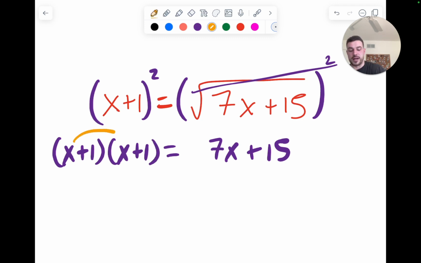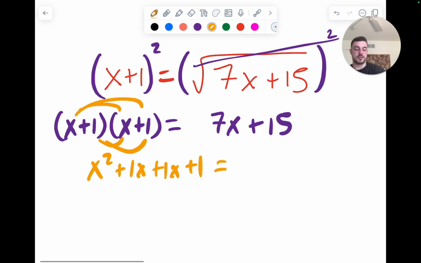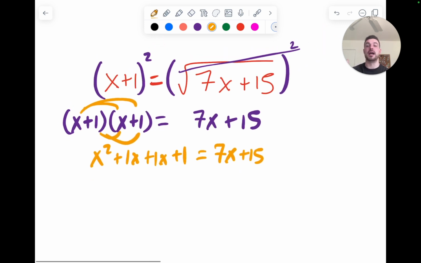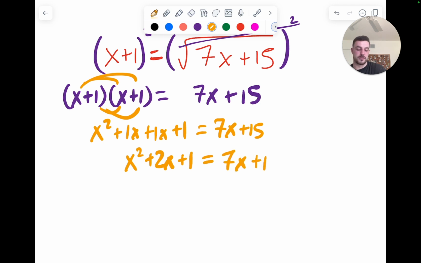So if I do that, I have x and x, which is x squared. x and 1 is a 1x. 1 and x is 1x. And 1 and 1 is 1. So I have x squared plus 1x plus 1x plus 1 is equal to 7x plus 15. And now we can solve. So I isolated, I undid my radical, and now I'm going to solve. So x squared plus 2x plus 1 is going to be equal to 7x plus 15.